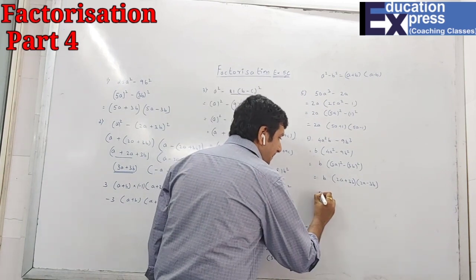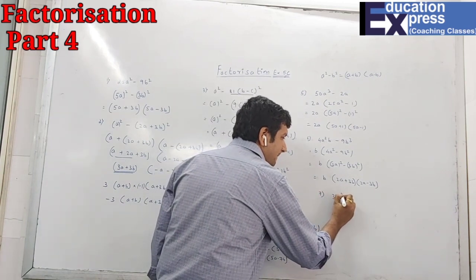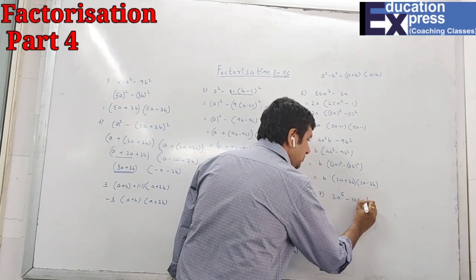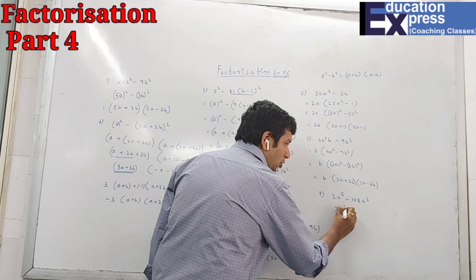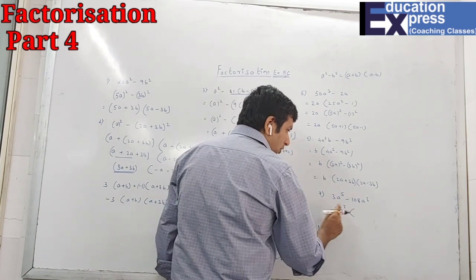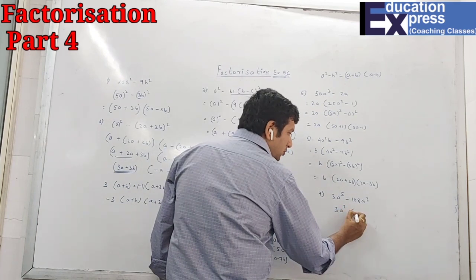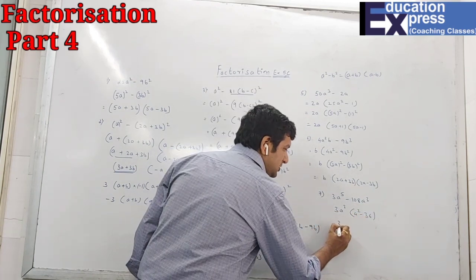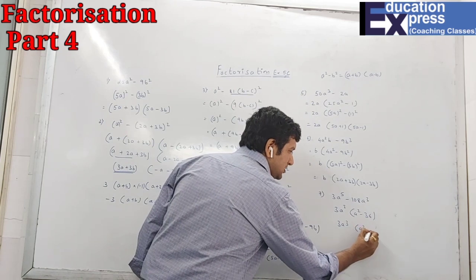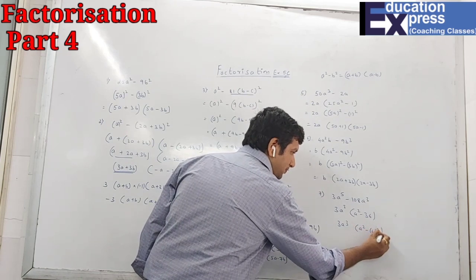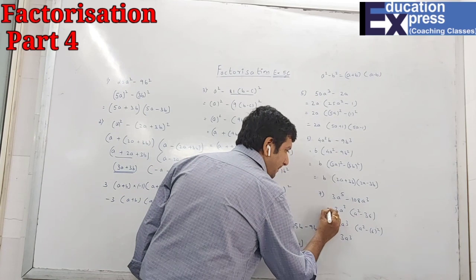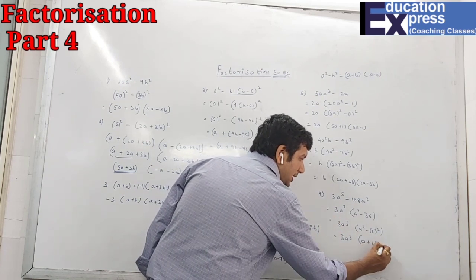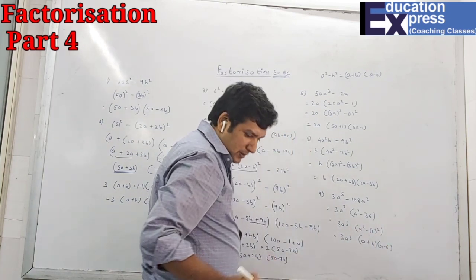Seventh sum. 3a⁵ minus 108a³. 3 is common, a³ is common. So obviously 3 is gone, a³ is gone. What is left? a² minus 36. So this will remain as it is, a² minus 6². So 3a³, a² minus b² is (a + 6)(a − 6).